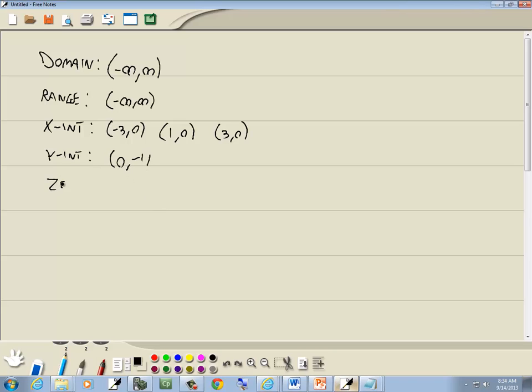Now zeros. Our zeros are where it crosses or touches the x-axis, which corresponds to your x-intercepts. So we're going to have x is equal to -3, 1, and 3. And those are all of our answers.